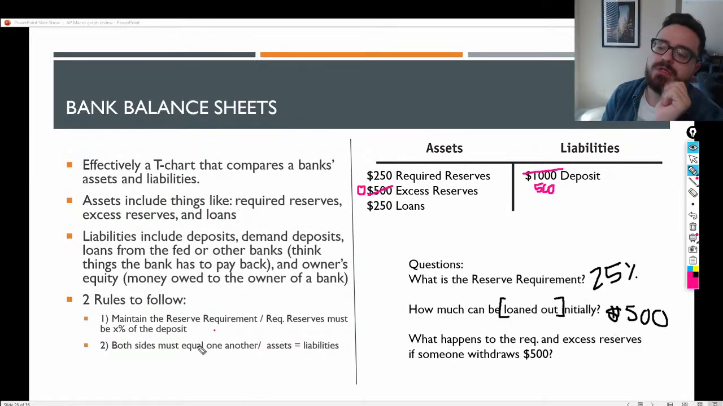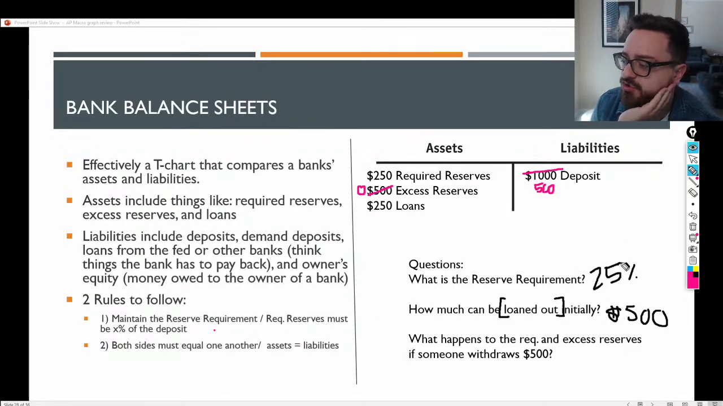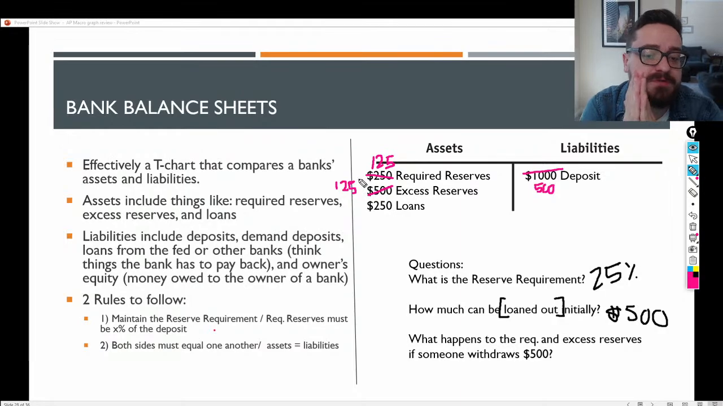But this rule is currently not being followed. My required reserves must be, in this case, 25% of my deposits. 250 isn't 25% of 500. It's half of it. So I've got to fix this. This needs to be 125. That is 25% of 500. And then my excess reserves would also change to 125. The reason being is that the 250 that was in the required reserves got split up. Half of it stayed as required reserves so that it's maintaining the reserve requirement. The rest of it is now left over and can be used by the bank.